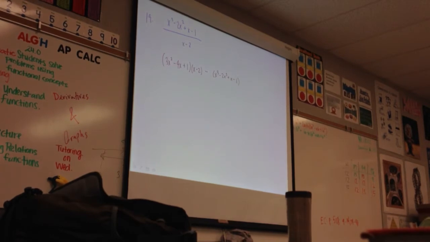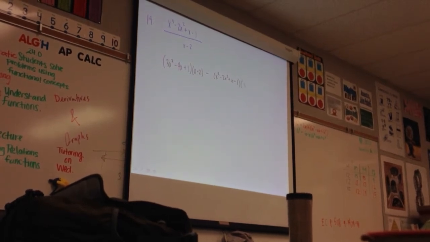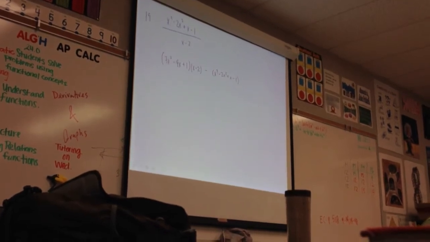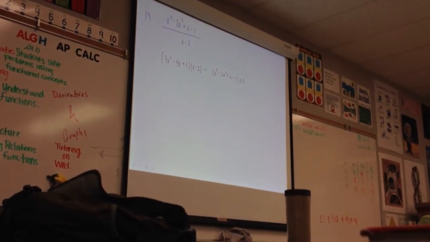Again, help me out, because if I make a mistake, it's going to ruin everything. You're going to be all mad at me. It's probably going to be your fault. Okay, so times 1, which is just what it is, right? Everybody with me so far? Yeah. Over x minus 2 squared, right?